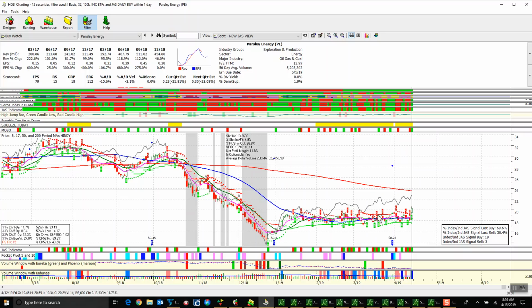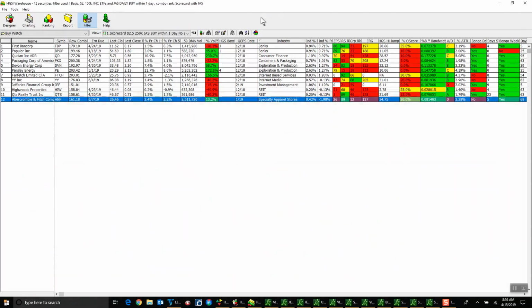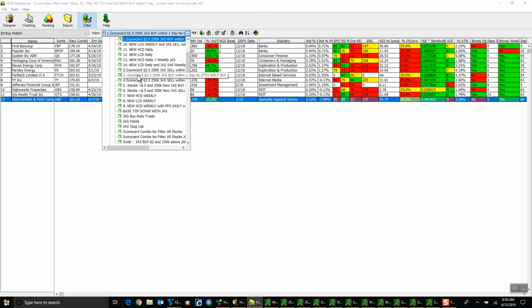JS buy within 1 day, but also in a weekly buy. So that didn't eliminate anything here. 5 stocks with a new buy and the chandelier recently flipped to buy.